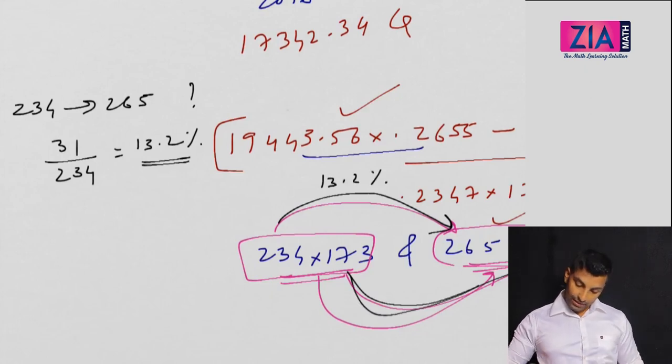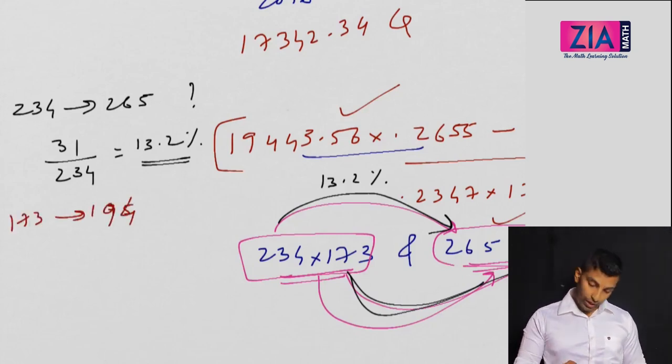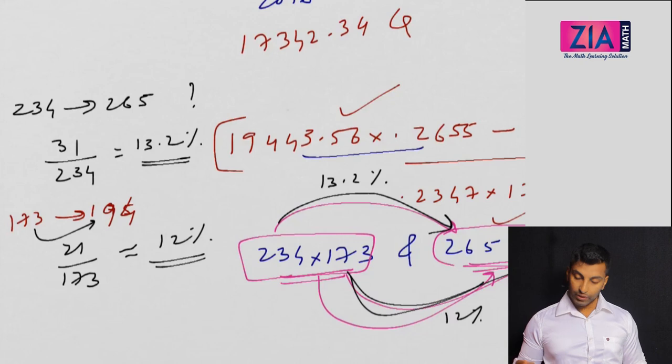Then here 173 to 194. So how will you calculate? See, the difference is 21 divided by 173. You will get approximately 12 percentage. Okay, so this is 12 percentage. So this you got as 12 percentage.